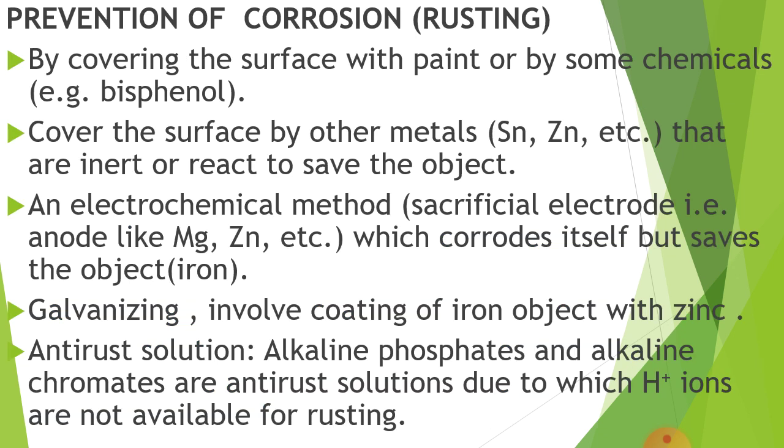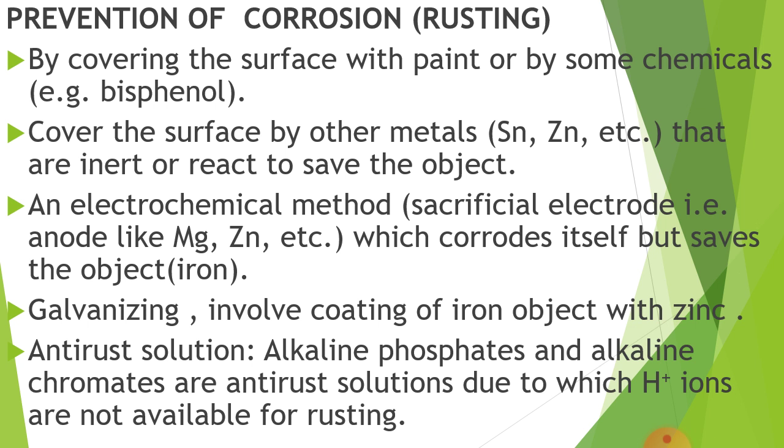Now, the last heading of corrosion and also the last heading of this chapter: prevention of corrosion, that is rusting. How you can prevent, that is, how you can avoid the rusting. First, by covering the surface with paint or some other chemicals. So this is a common method. The painting will reduce the rusting. Some chemicals can also be used, known as bisphenol. It is formed by the combination reaction of acetone and phenol.